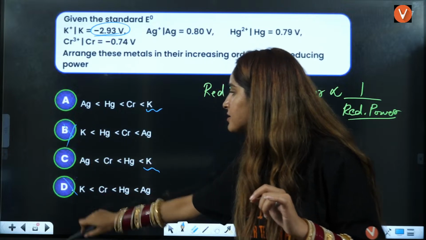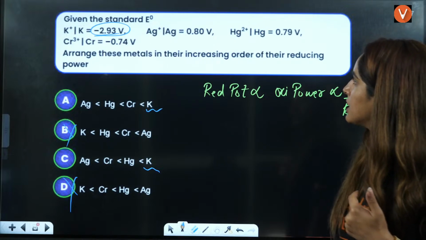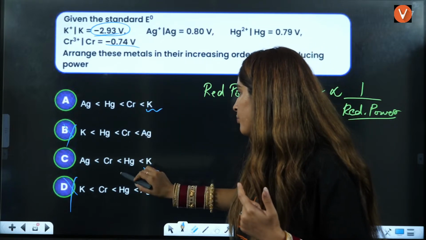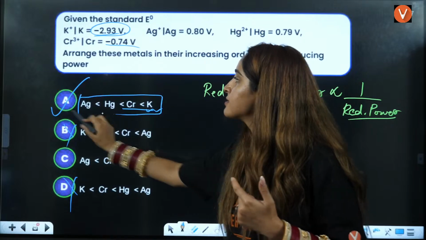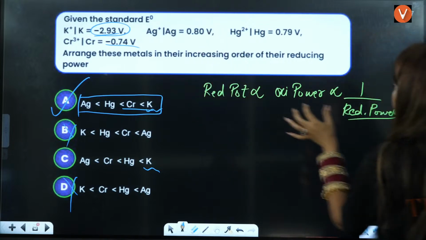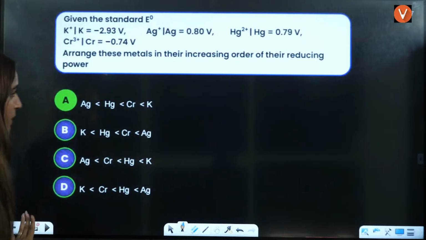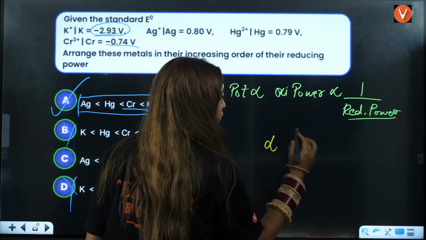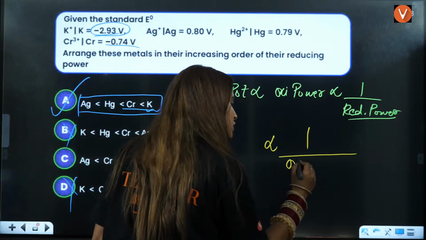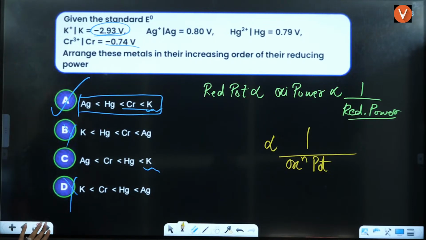This is eliminated, right? Then after that you have Hg or Cr. After this you have Cr. So answer is A is the correct answer. This has the highest reduction potential, that is why lowest reducing power. So A is going to be the correct answer. Just remember this thing. Here you can also add one more thing. If reduction potential is high, then oxidation potential will be low. So this generalization is very important to answer these kind of questions.